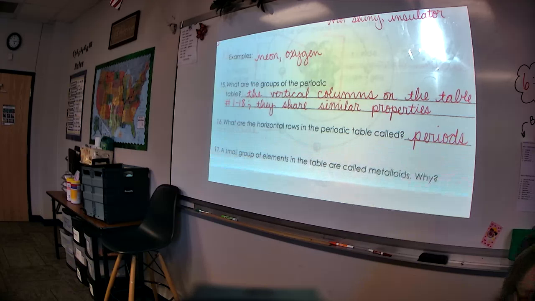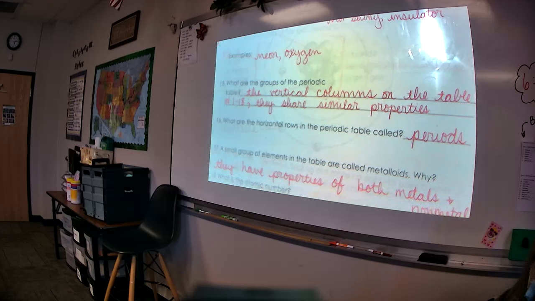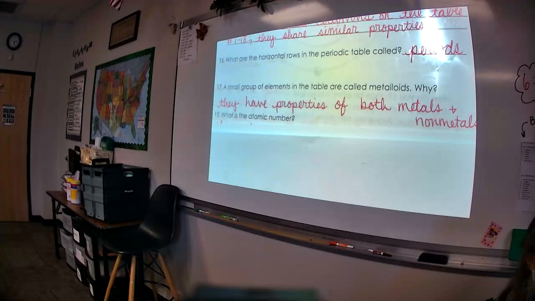17. A small group of elements on the table are known as metalloids. Why do we call them metalloids instead of metals or nonmetals? What do you think, Siksha? Are they like metals? The metalloids are that middle group, kind of where the stair stepper is. Are they like metals? Are they like nonmetals? They're kind of a little bit of both. Okay? That's why we call them metalloids. They have properties of both metals and nonmetals. They're kind of the middle ground. Okay?